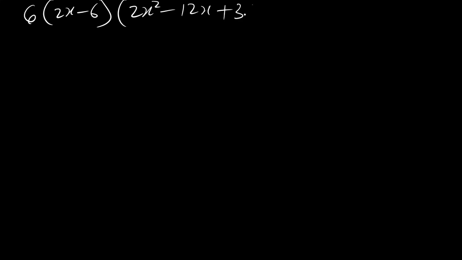You have 6 times (2x minus 6) times (2x squared minus 12x plus 36) equal to 0. Now from this equation, 6 cannot be equal to 0, so cancel it. Let's divide all through by 6.